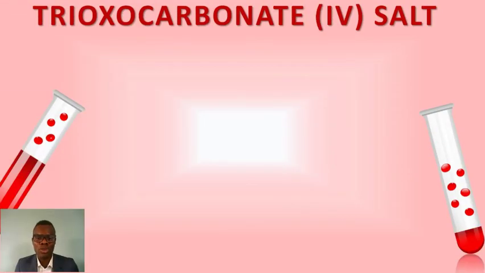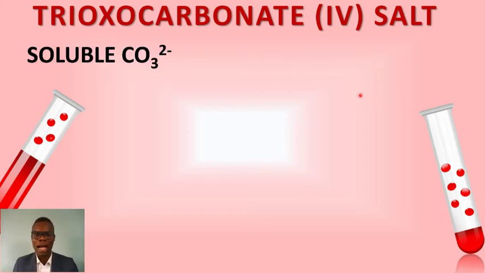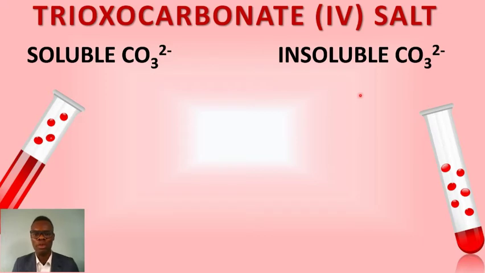About the normal salts that are formed from trioxocarbonate 4 acid. Normal salts that are formed from trioxocarbonate 4 acid are called trioxocarbonate 4 salts. Trioxocarbonate 4 salts are salts of trioxocarbonate 4 acid. Now there are 2 types depending on their solubility: soluble trioxocarbonate 4 and insoluble trioxocarbonate 4.